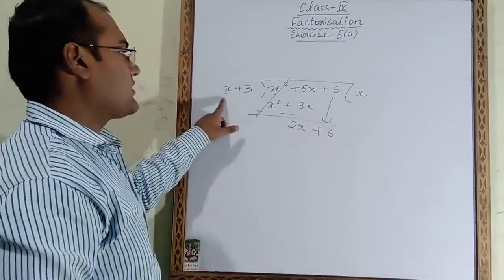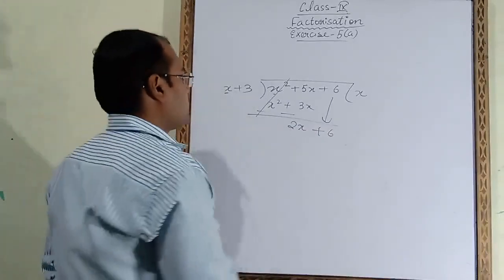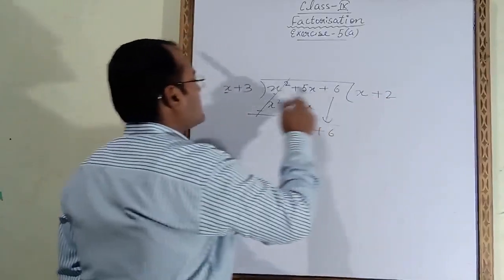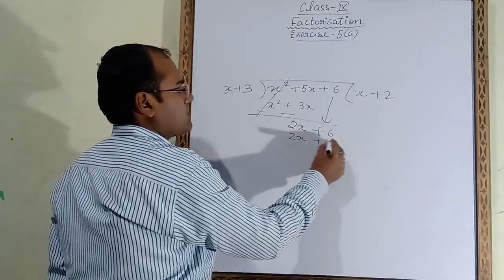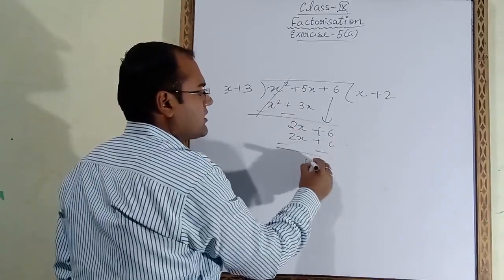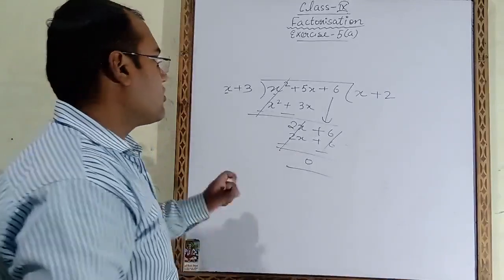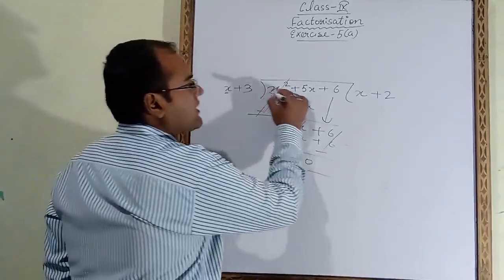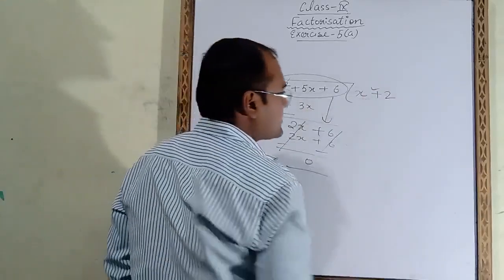Now this is x. In order to make 2x, we have to multiply with 2. So what will we do? We will take here plus 2. Now this plus 2 we have to multiply with both the numbers. So we will get here 2x plus 6. Now we will change the sign, so these two will get cancelled. Remainder will be 0. So on dividing this algebraic expression by x plus 3, we got answer x plus 2.